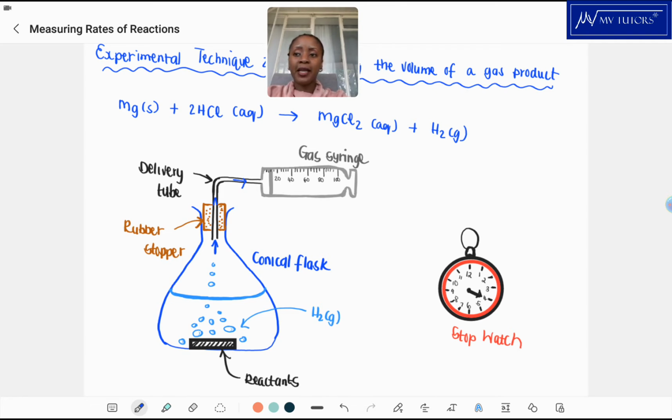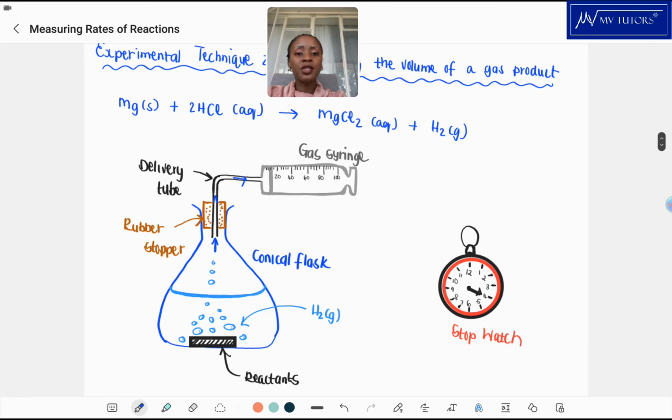And while you're doing that, you're going to start your stopwatch the moment you add the reactants, and quickly close with the rubber stopper. That's when you start with your stopwatch, and then you keep taking readings at regular intervals. And also, I think you need a partner here, because as you are checking your stopwatch, you need to be taking down the measurements from the gas syringe, with time.